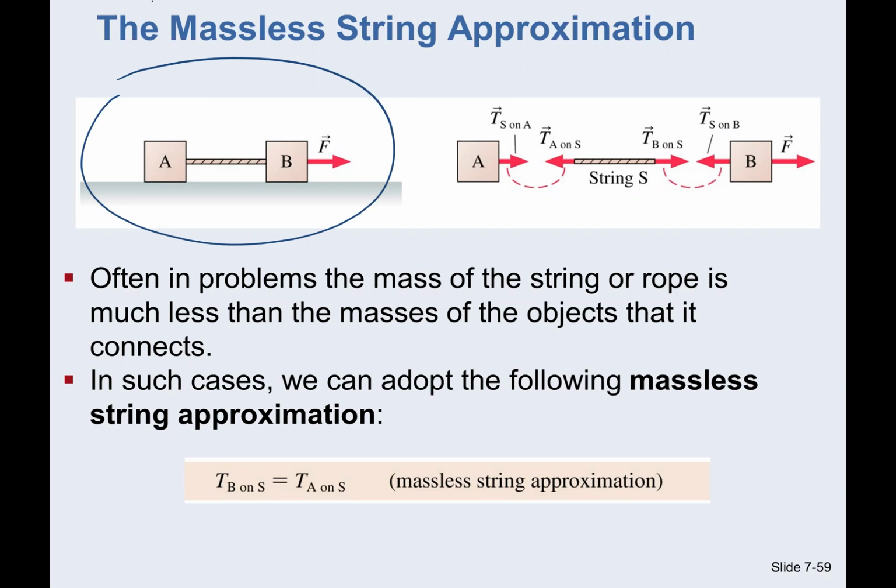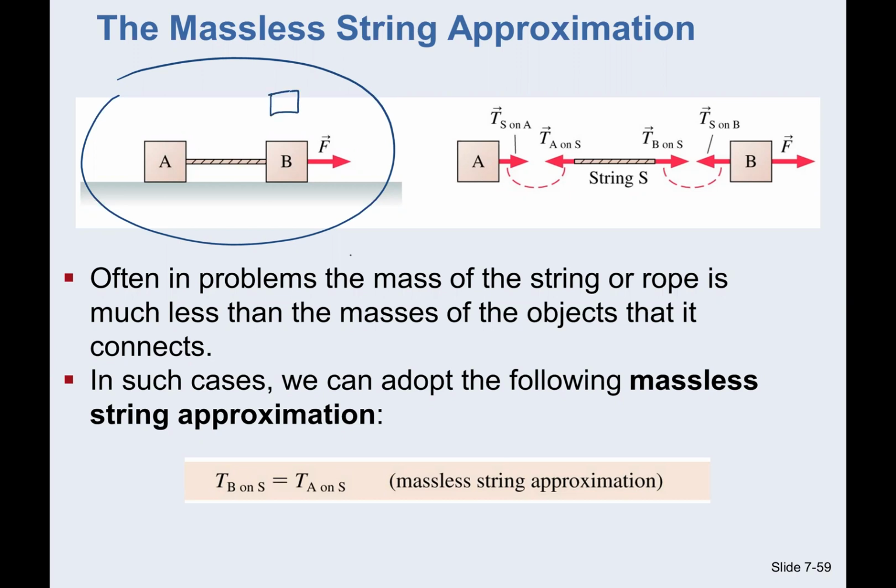You have 2 blocks, block A and block B, connected by this string. You apply a force to block B. Remember, if you don't have the string and you apply that force, block B accelerates to the right and block A just sits there. But because you have the string between them, as you pull block B with that force, block A also accelerates.